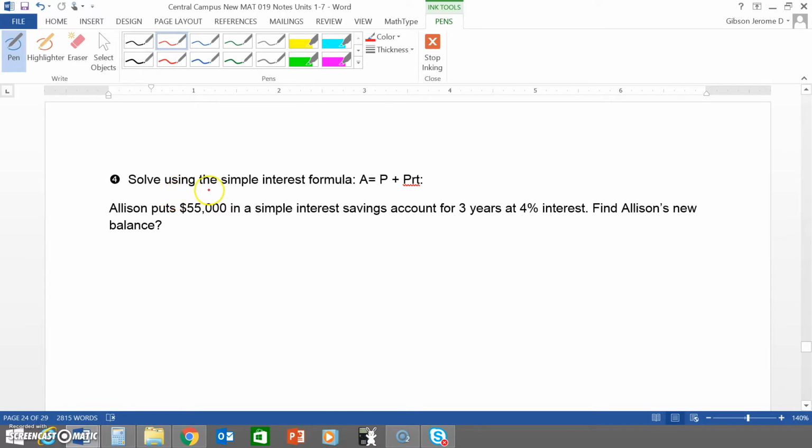It says solve using the simple interest formula A equals P plus PRT. Now the P is the principal, the R is the rate, and T is the time. And typically time is in years. So Allison puts $55,000 in a simple interest savings account for 3 years at 4% interest. Find Allison's new balance. So the A would be basically your total or your new balance. P is the principal, which is your initial amount, which would be the $55,000.